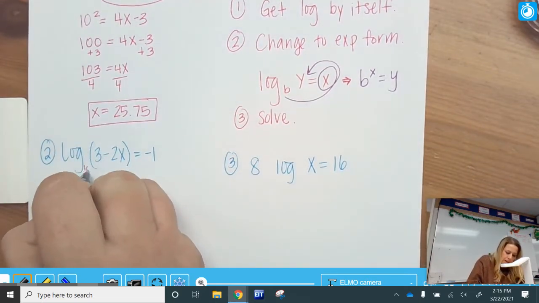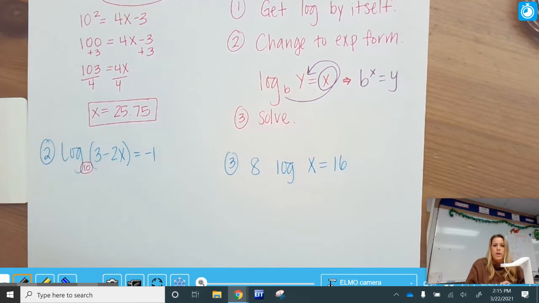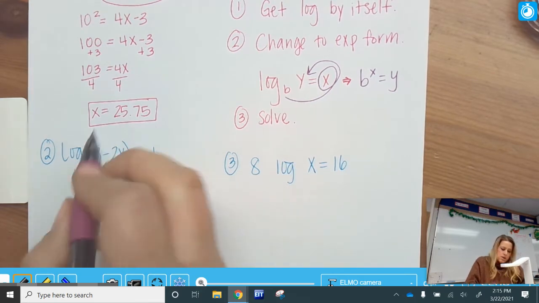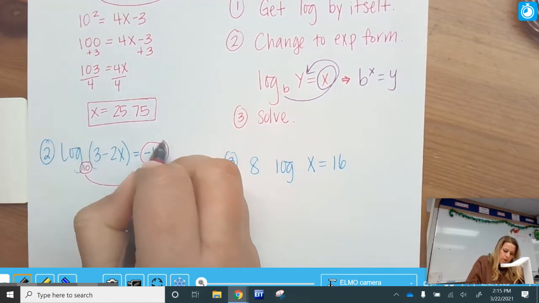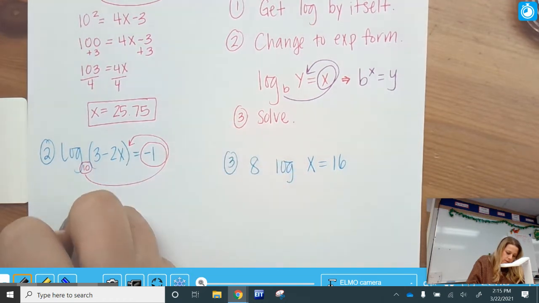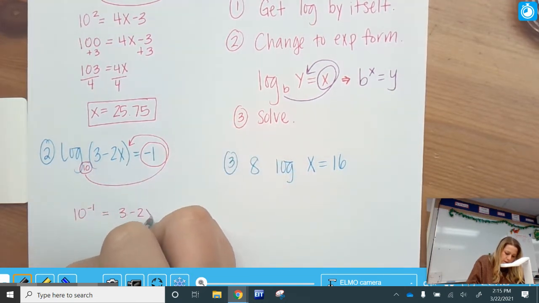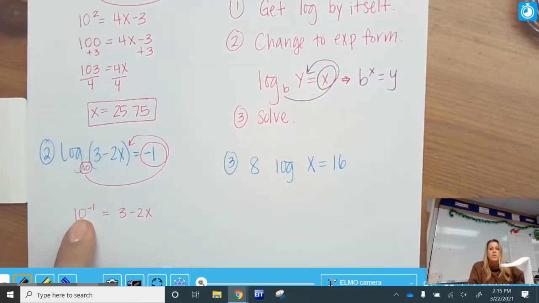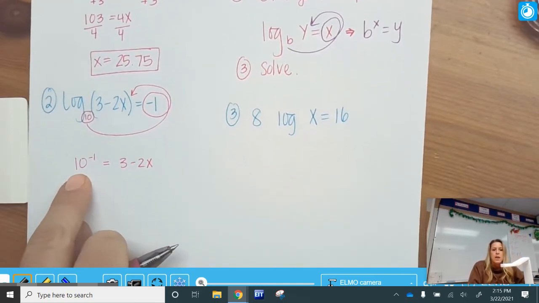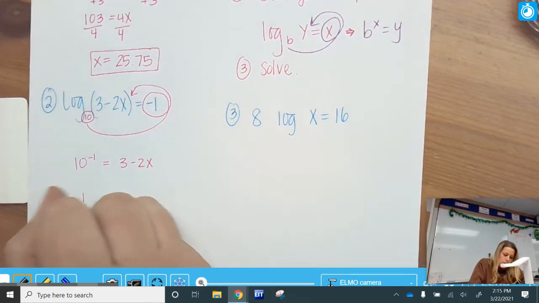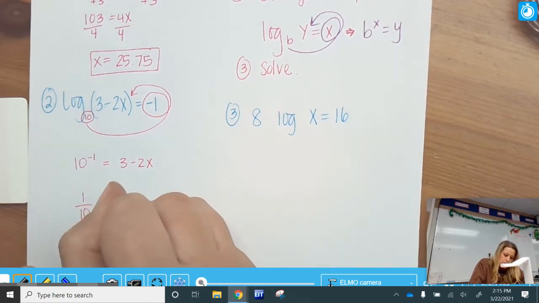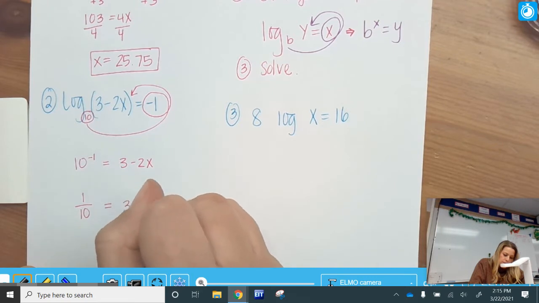Our base is 10 again. Because it's not there, we have to write it in. So it's 10 to the negative 1 power equals 3 minus 2x. Okay, so remember that this really means that you are going to have a fraction. So this is 1 over 10 equals 3 minus 2x.